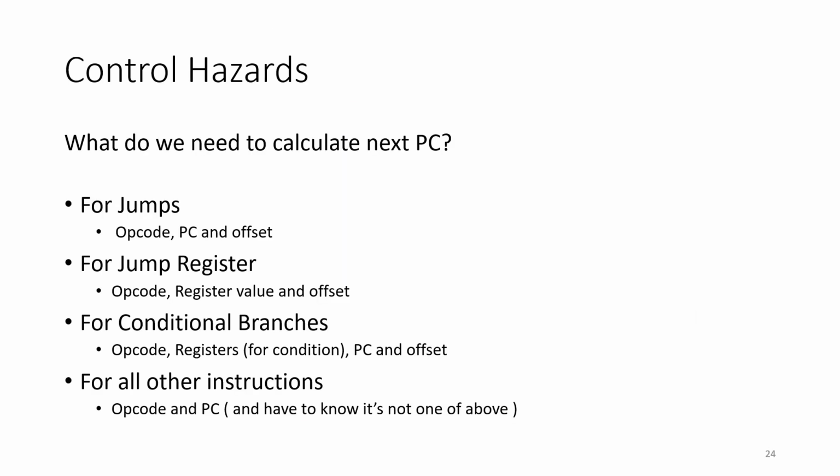The third kind of hazard we can experience in a pipeline processor are control hazards. For these instructions we need to, one, maybe evaluate a condition, and two, possibly calculate a new PC.